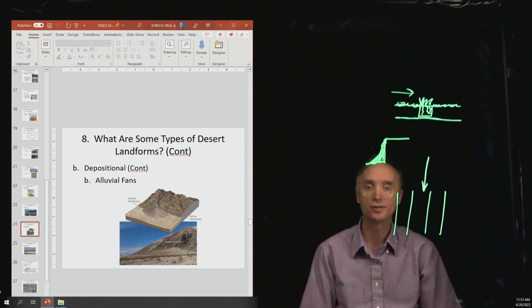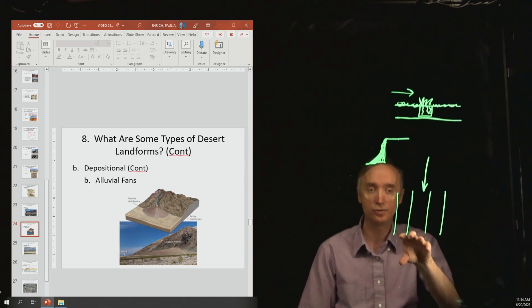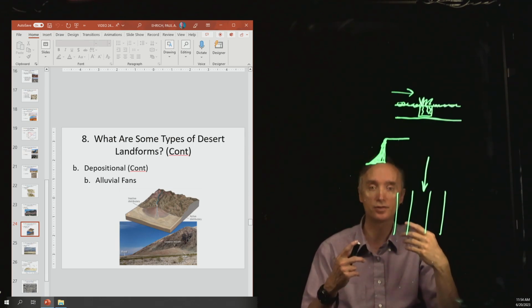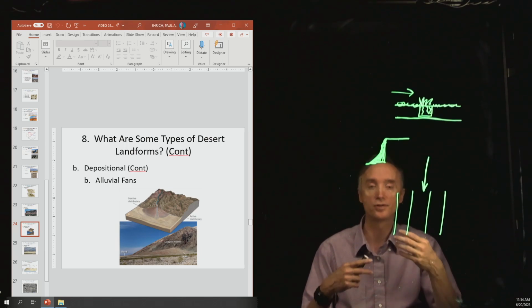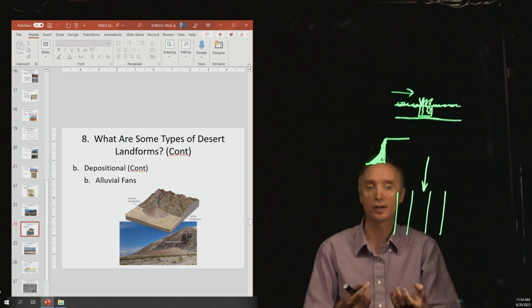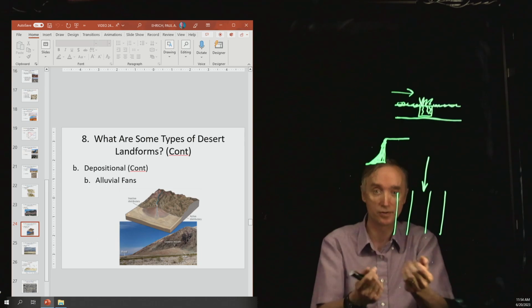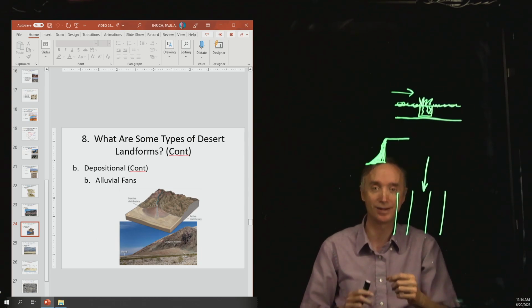Okay, another one is called an alluvial fan. And so when we talked about rivers, we said that a river makes a delta when it starts to slow down. So as a river empties into an ocean, its flow rate or its velocity decreases. And so that means that the river can't hold as much material in suspension, and so it just drops its load. And so that's how you make a delta.